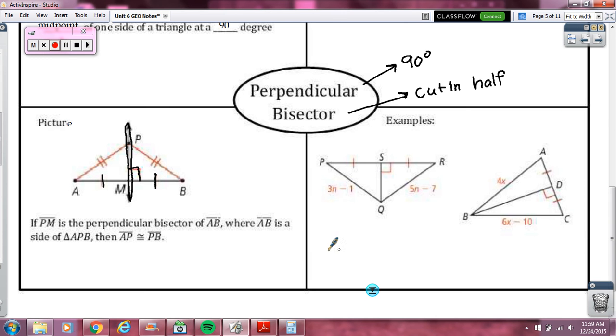I'm going to do one of them, leave the other to you. When I see, oh, perpendicular bisector, so it made a 90-degree angle and it cut these things in half. By side, angle, side, I could tell that these 2 triangles are congruent, and therefore 3n minus 1 will be the same size as 5n minus 7. Combine some like terms, and I'd get 2n equals 6, so n equals 3. You try this one over here.